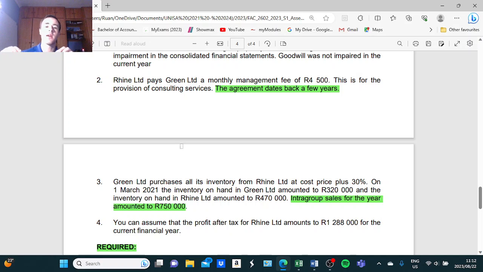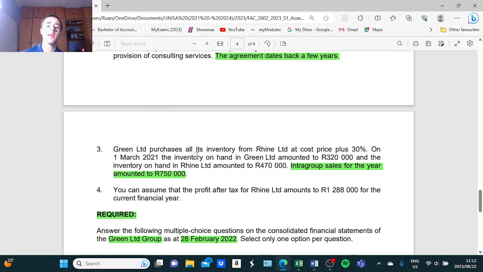But in this case, the subsidiary has made the unrealized profit on the intergroup sales of inventory, given in additional information point 3. It says that Green Limited purchases all of its inventory from Ryan Limited at cost plus 30%. We will use the 30% to calculate the unrealized profit. On the 1st of March 2021, at the beginning of the current year, the inventory on hand in Green Limited amounted to 320,000, and the inventory on hand in Ryan Limited amounted to 470,000.